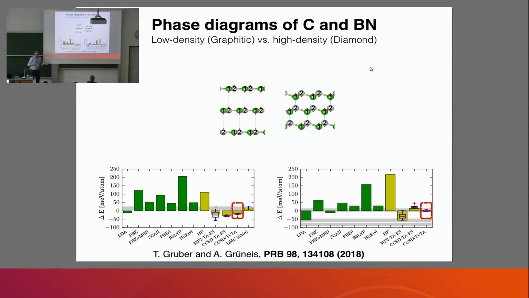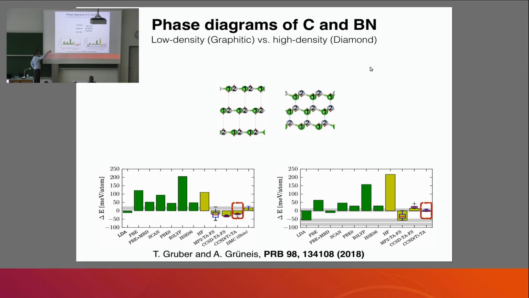Now let's look at what the Jacob's ladder of DFT tells us about the thermodynamic stability of these two phases. If you look at the lowest rung, LDA slightly favors the high-density phase, diamond. Then you climb up that ladder to the generalized gradient approximation result, which is often used in the framework of the PBE functional, and you see that there is a strong overstabilization of the graphitic phase.